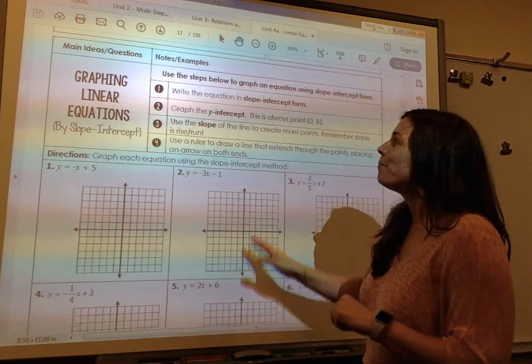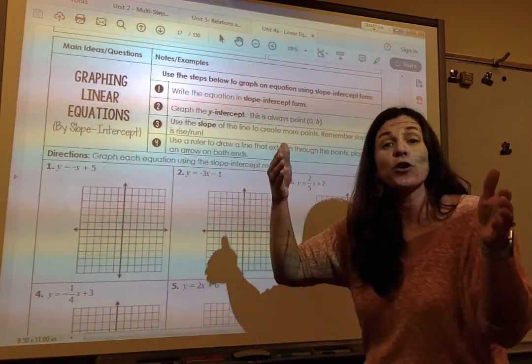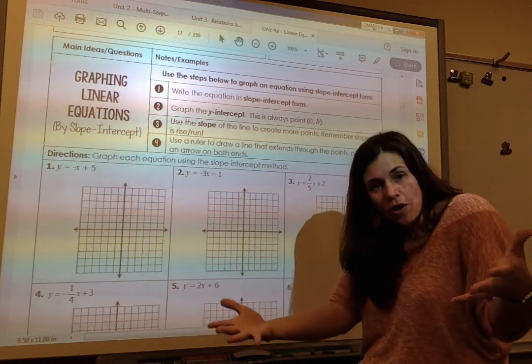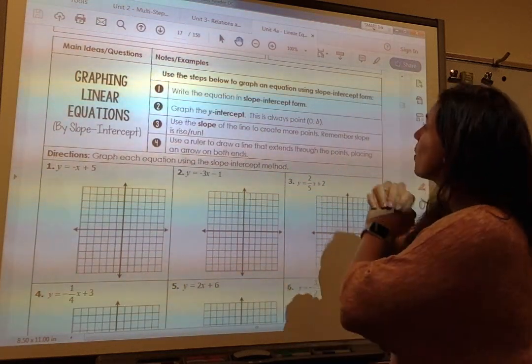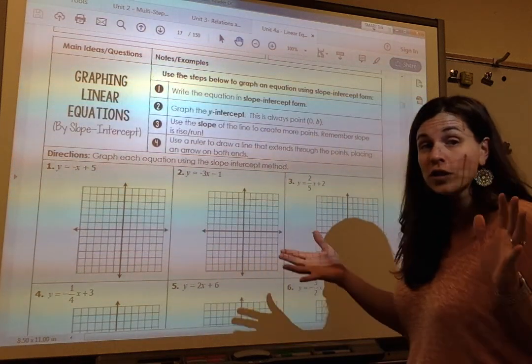Now, I put steps in here. Steps are in here for a reason. They're for you to follow. If you follow the steps, you can't go wrong. There's an order. So, I want you to use these steps below to graph an equation using slope-intercept form.